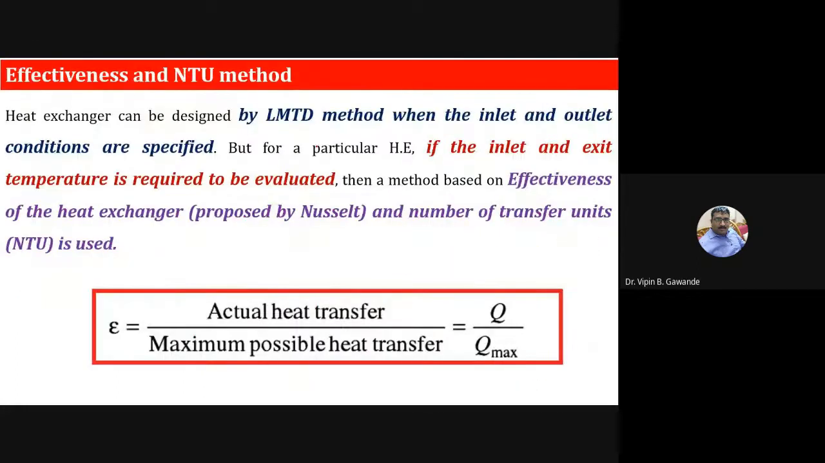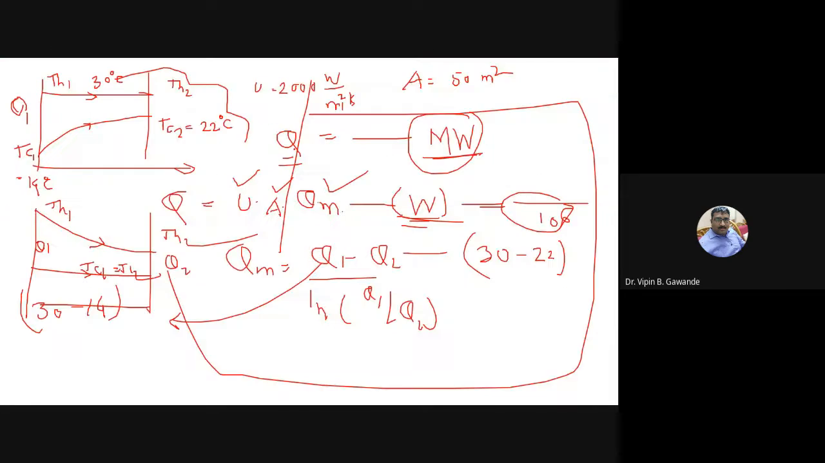In the next lecture, we will take the GATE questions based on the NTU method, effectiveness and the NTU method. So for today's class, we will stop here. Any questions related to any content, you can ask me. Otherwise, we'll stop here.